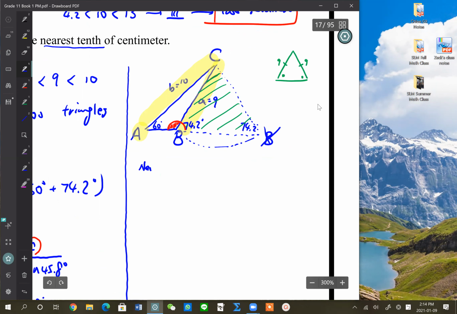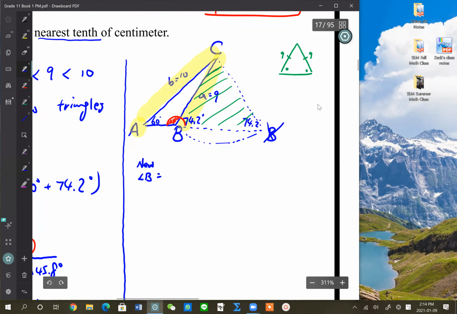Okay, so we'll write it down, new angle B. Okay, please raise your hand if you understand why we need to subtract. Okay, Ivy and Jiawen, any questions? Harry, are you there? Yeah, okay.